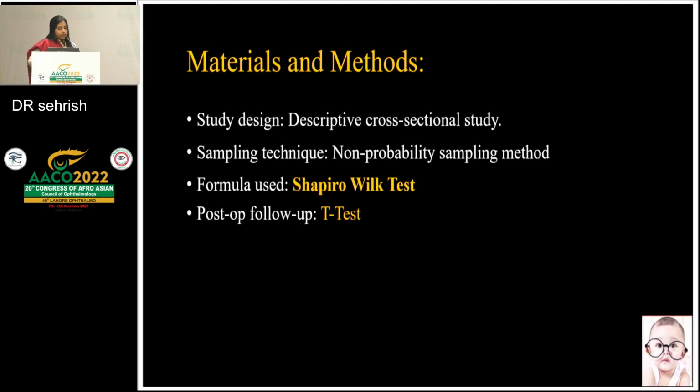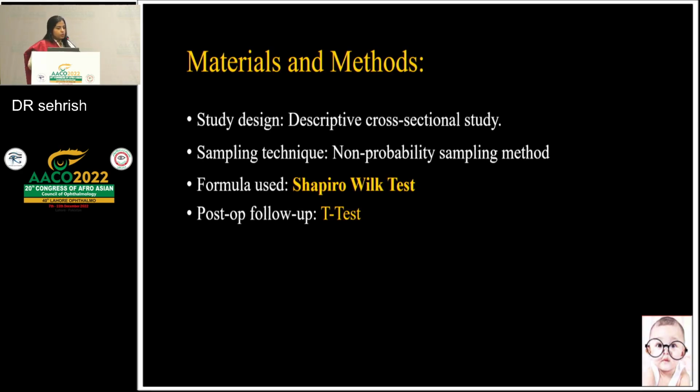The study design of my research was descriptive cross-sectional study, as the prevalence was assessed over a defined period of time, that was 3 months. And the sampling technique was non-probability sampling, as I didn't take the sample randomly, and the Shapiro-Wilk test was used, as it was suitable for my sample size. The sample size of my research was 32 patients. And the post-op refractive errors were calculated by using the t-test.